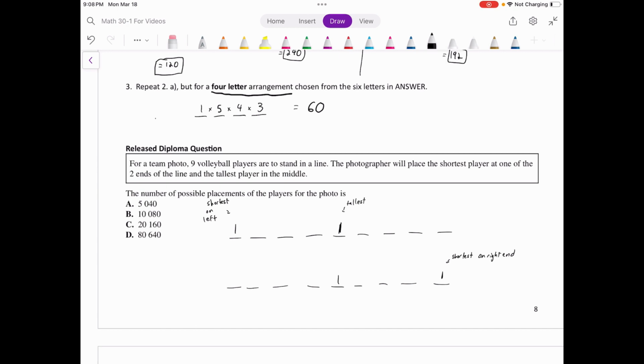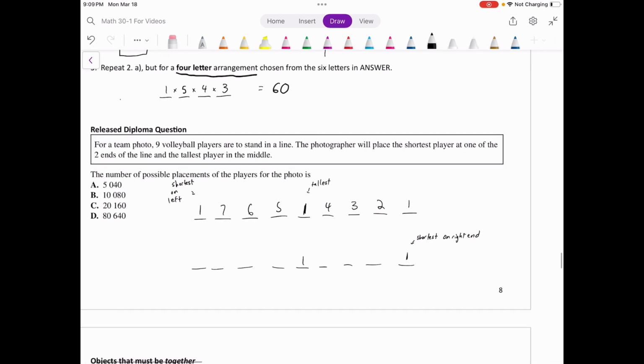So we've dealt with our restrictions, right? Those were the only restrictions. Shortest had to be on one of the 2 ends, and tallest had to be in the middle. So how many players are left now to fill in the gaps? We've taken care of the shortest, we've taken care of the tallest. We had 9 to begin with, so there's 7 left, right? So this is times 7, times 6, times 5, times 4 left to go here, 3 left to go here, 2 left to go there, and 1 left to go there. So you can see this is actually just 7 factorial, right?